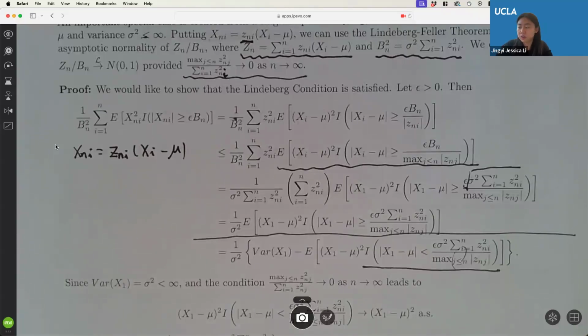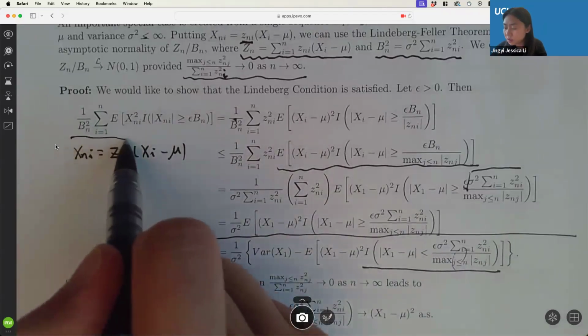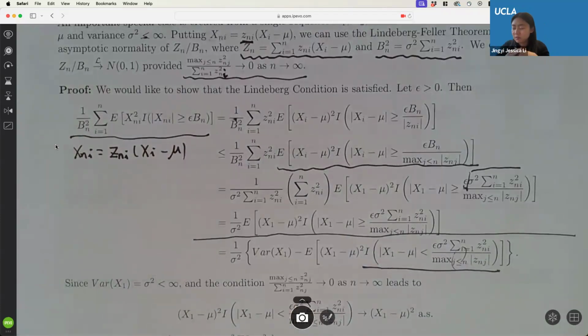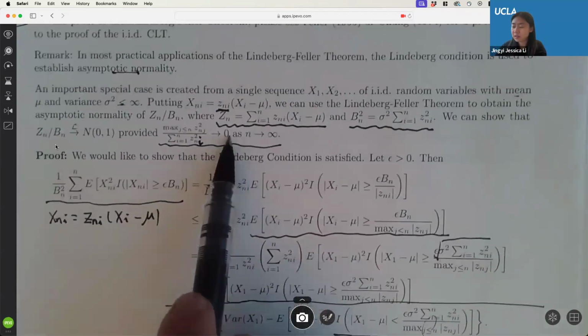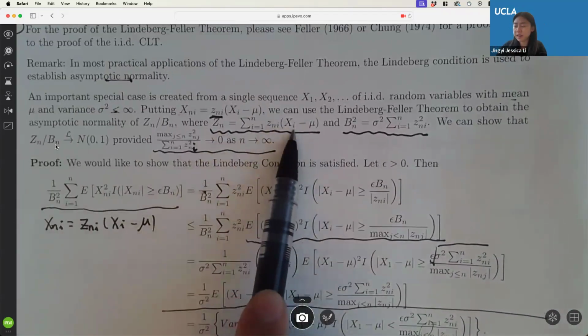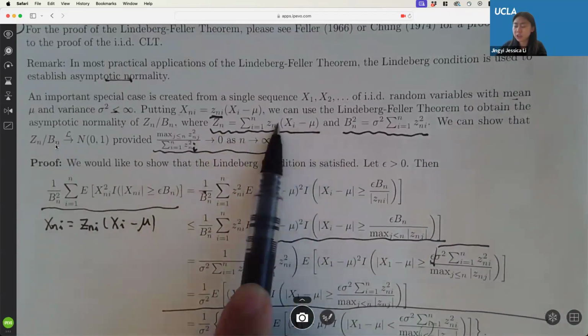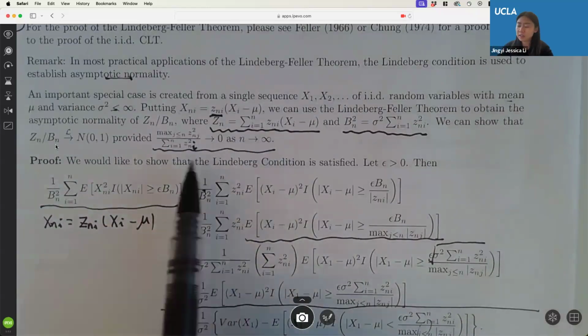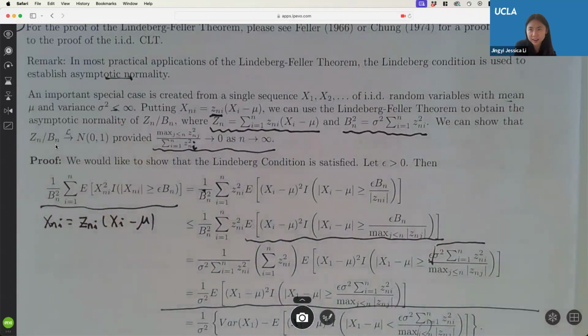Okay. So the Lindeberg-Feller theorem essentially is to show this term going down to 0 as n goes to infinity. If you have that, then you have the central limit theorem-like result. That is, Zn over Bn converges to standard normal. And in this application, you can see Zn is not just the sum of xi minus mu, but they can each be scaled by Zni. And this condition is regarding the coefficients Zni. They must behave in a way that no single Zni dominates. That's it.